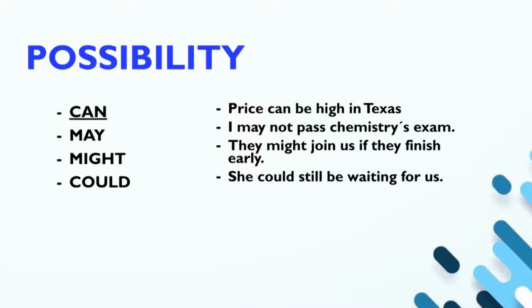Price can be high in Texas. It's a possibility. Okay. I may not pass chemistry exam. They might join us if they finish early. They might. That's a possibility. If they do something, it's possible that they will come with us. She could still be waiting for us.